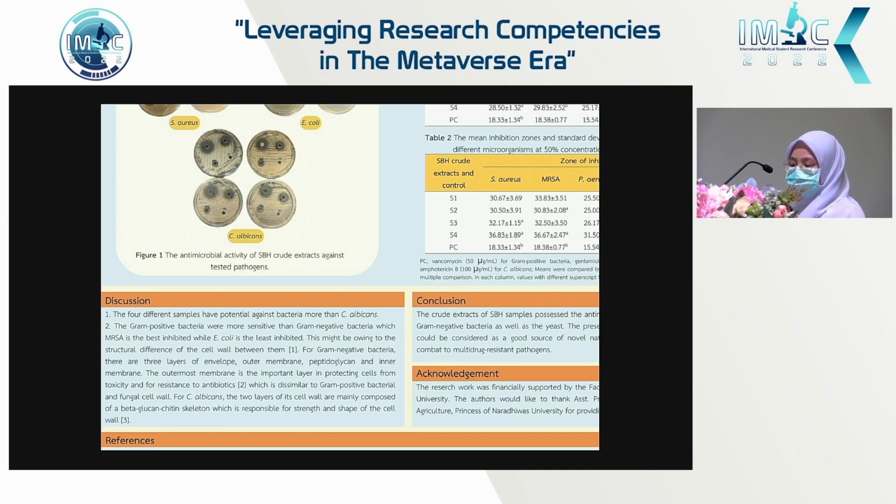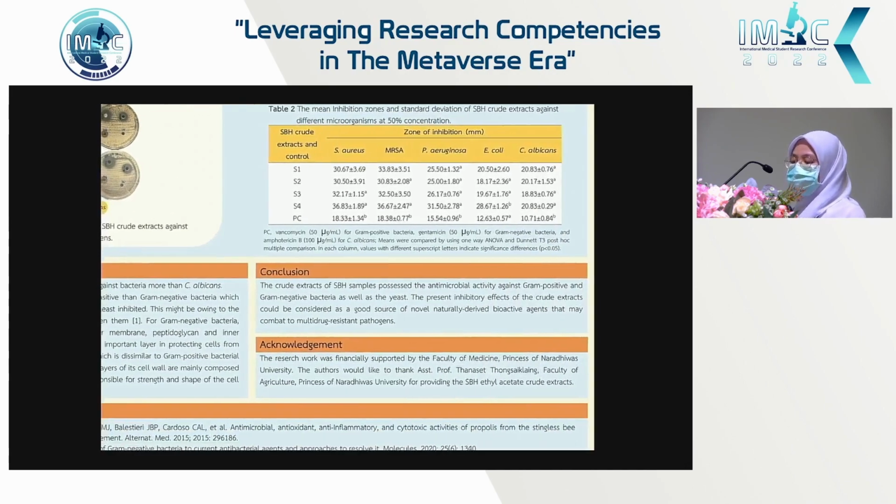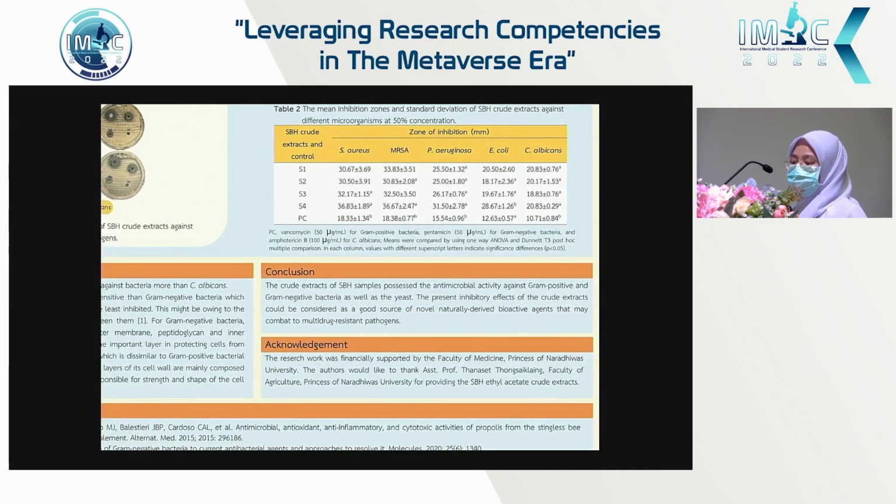For conclusion, our crude extract shows an inhibitory effect and could be a good source of novel naturally derived bioactive agents that may combat multi-drug resistance in the future. Thank you for your attention.